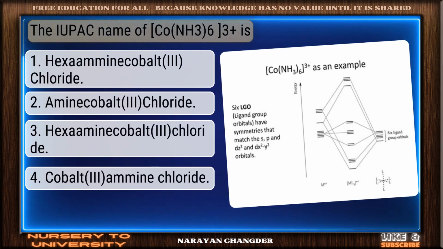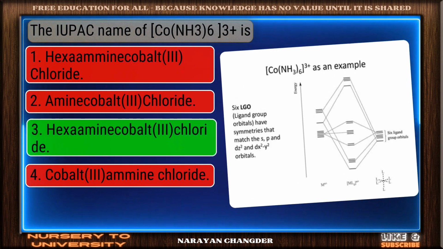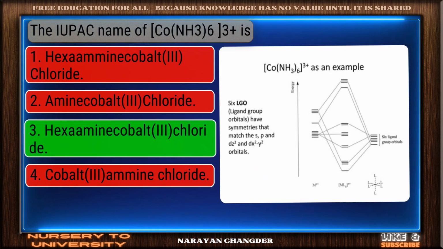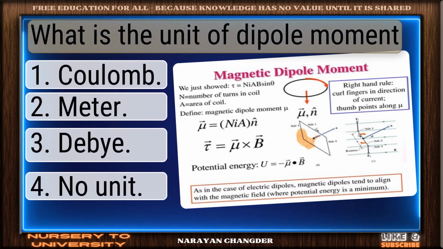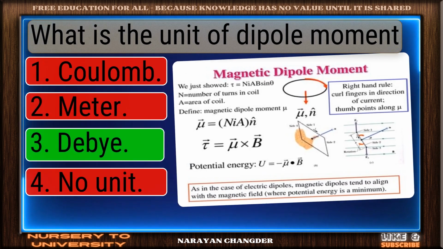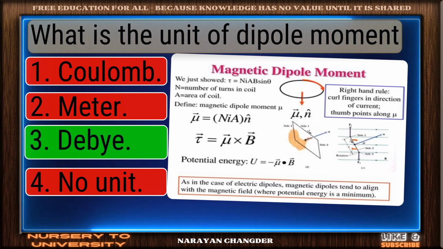The IUPAC name of the 3+ complex is? You chose hexaamminecobalt fluoride, and it is correct. What is the unit of dipole moment? Nice selection. Debye is the correct and valid answer.